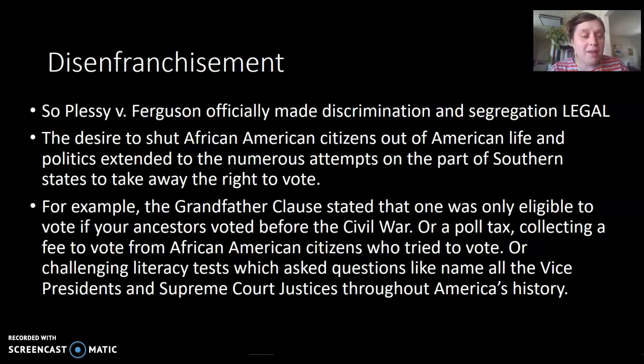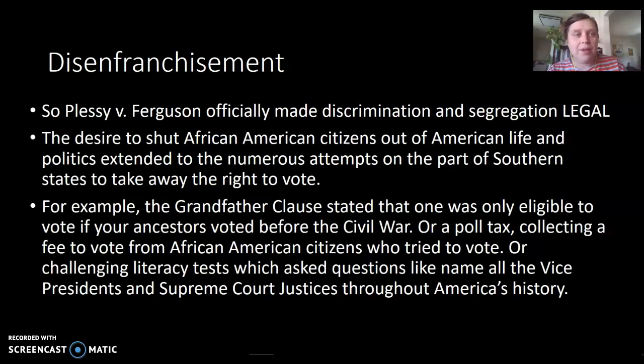So the grandfather clause that said that you're only eligible to vote if your ancestors voted before the Civil War. I think we can all figure out what's wrong with that. Right, poll tax, so demanding money for someone to have access to the right to vote, or this idea of creating an insanely challenging literacy test that's only given to African American people trying to go vote. So, like, can you name all the vice presidents and the Supreme Court justices? If you can, then you can vote, right?